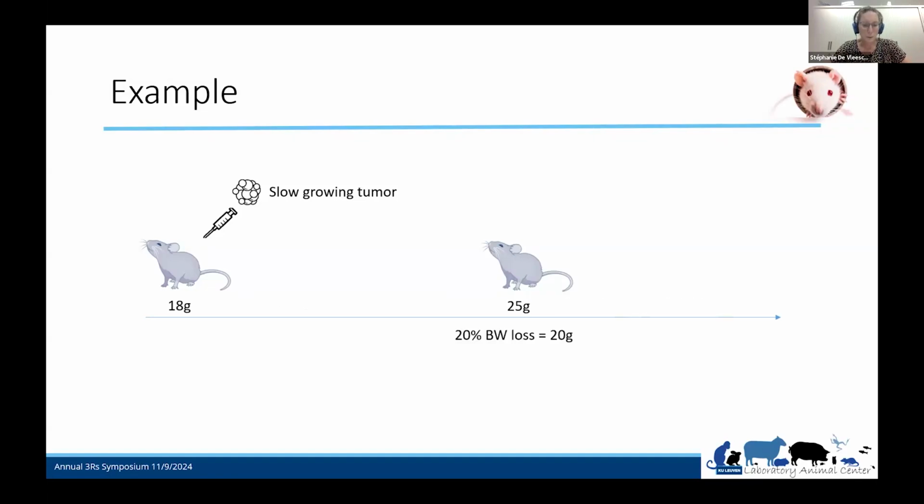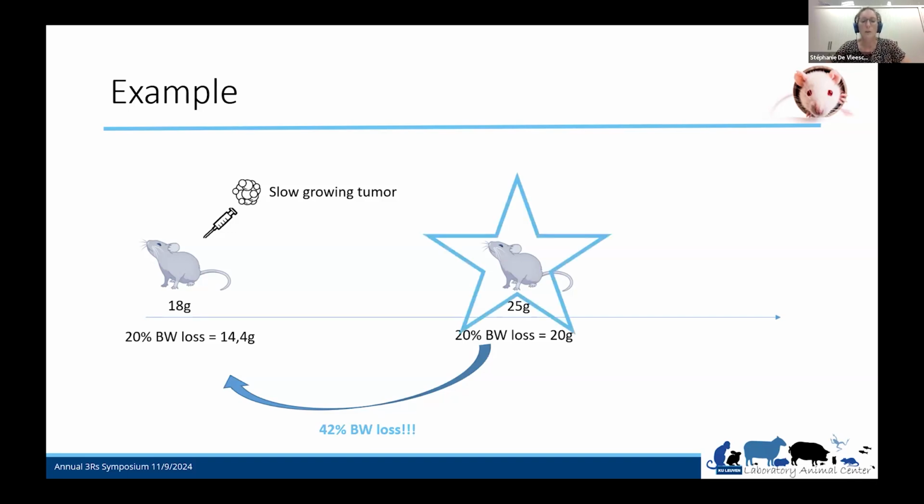Say your cutoff is 20% body weight loss, and you take 25 grams as your baseline weight, then the endpoint will be 20 grams. If you take 20% from 18 grams, it's 14.4. But if you decide on the 18 grams and you calculate your body weight loss from these 18 grams, in this case you will have 42% body weight loss if you let the animals decrease their weight until 14.4 grams. So the correct baseline weight is, of course, the 25 grams.